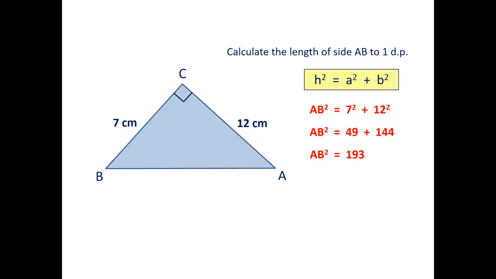You could actually miss out writing down 49 and 144. You could just use a calculator to do 7 squared plus 12 squared equals, and you get 193. So we want the square root of both sides, so that means AB is the square root of 193. And your calculator will tell you the square root of 193 is 13.89244399. We normally work to one decimal place, so we will write that as 13.9 centimetres. And we'll say we've rounded it to 1 dp.